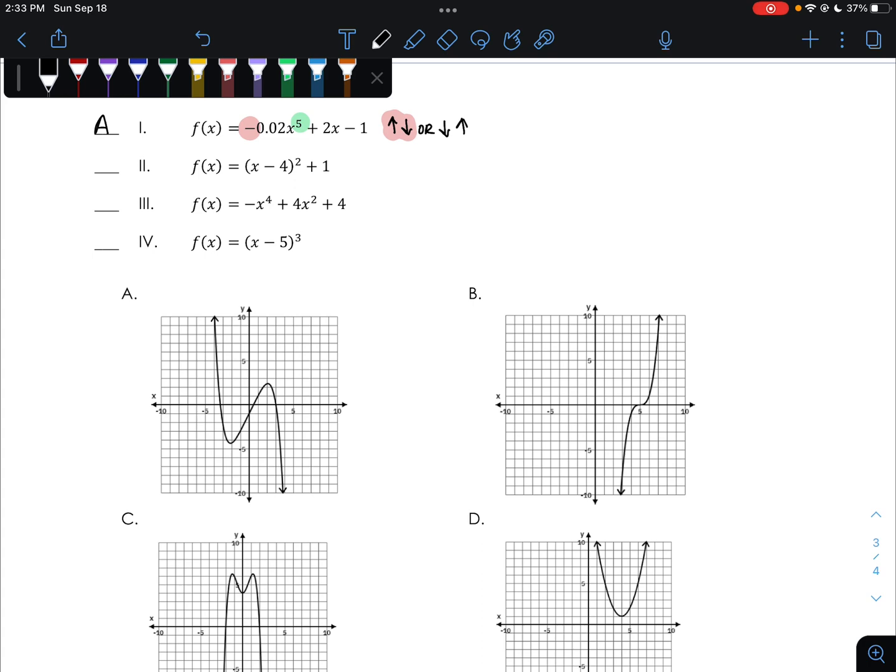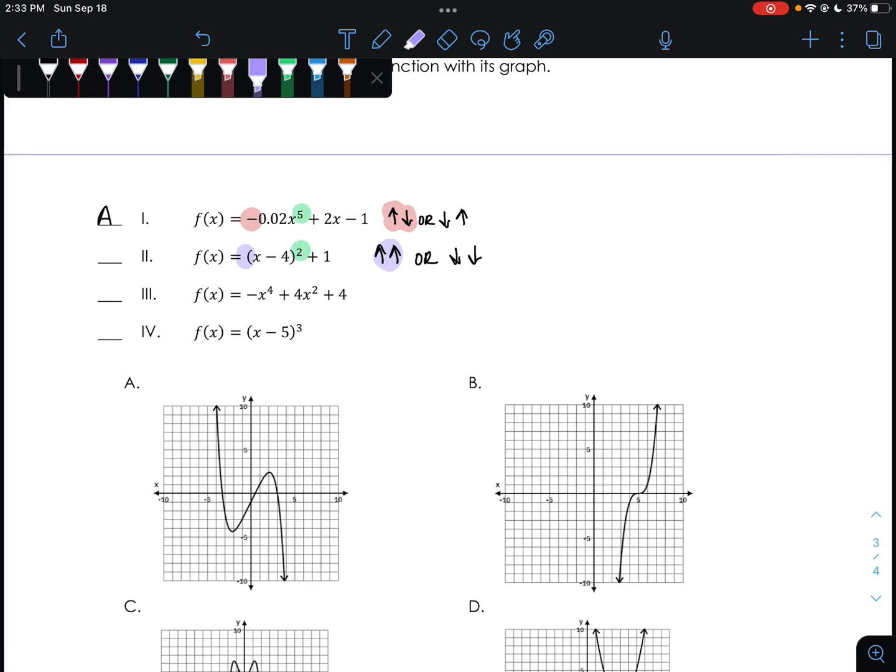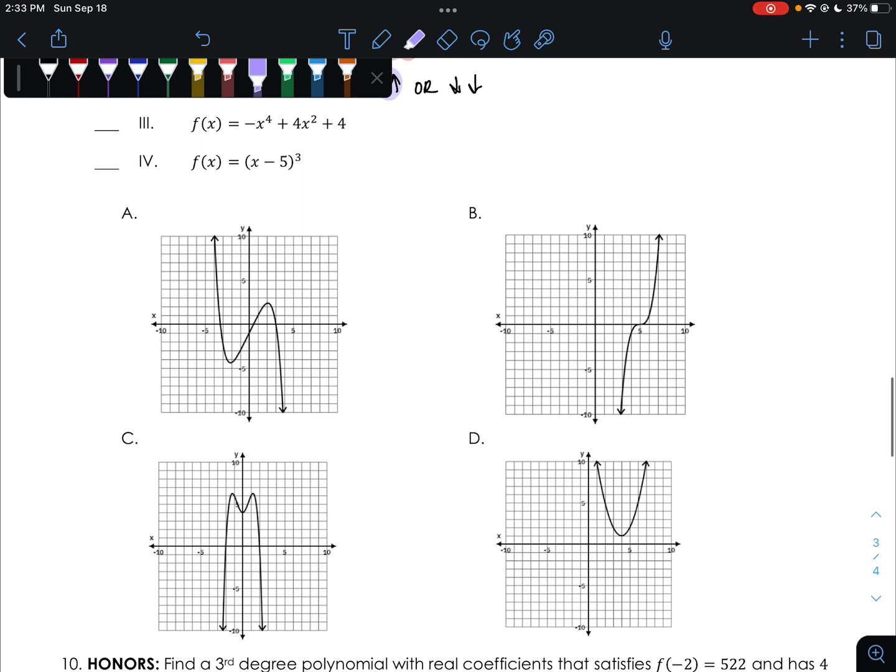Okay, let's look at the next one. We got x minus 4 squared plus 1. So the degree is going to be a degree of 2, which means it's even. So they're either both going up or they're both going down. Okay, the leading coefficient looks like it's going to be positive because there's nothing in front of that, which means they're both going up. So if we look at our answer choices, that would be answer choice D.